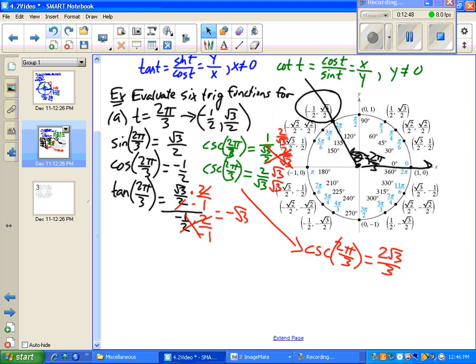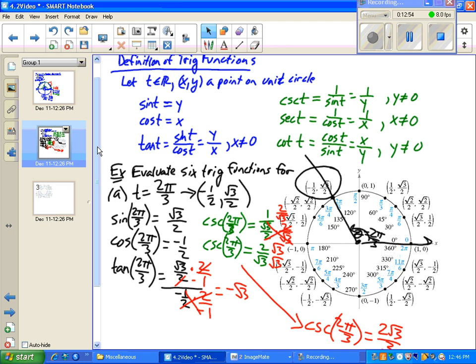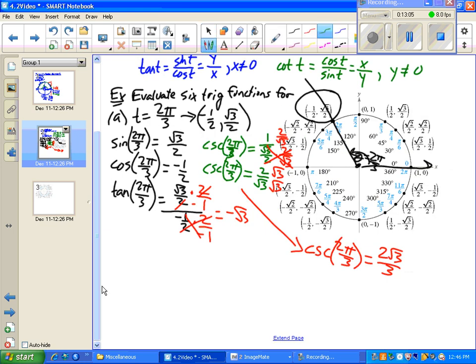Now we're going to do the reciprocal of the cosine, which, if you look up here, is the secant. Okay, so we're going to do the secant right now. The secant of 2 pi thirds is 1 over the cosine. In other words, 1 over, and our cosine, if you look up there, is negative 1/2, right? In other words, 1 over the x value. Of course, we got to simplify that. 2 over negative 1. So you get negative 2.